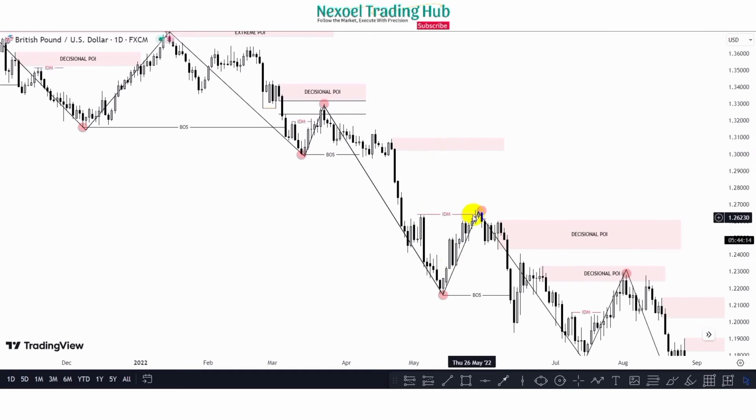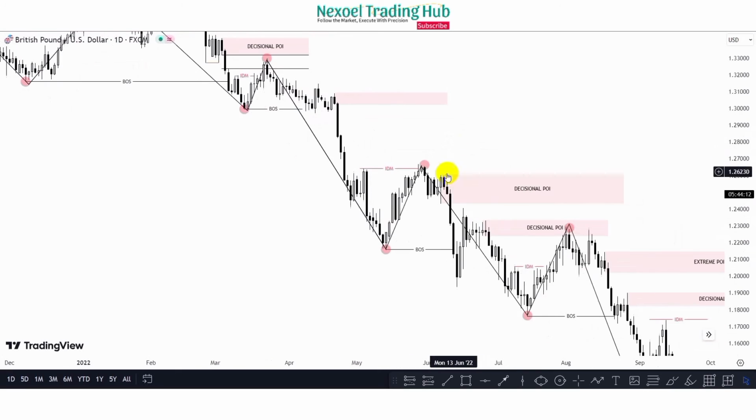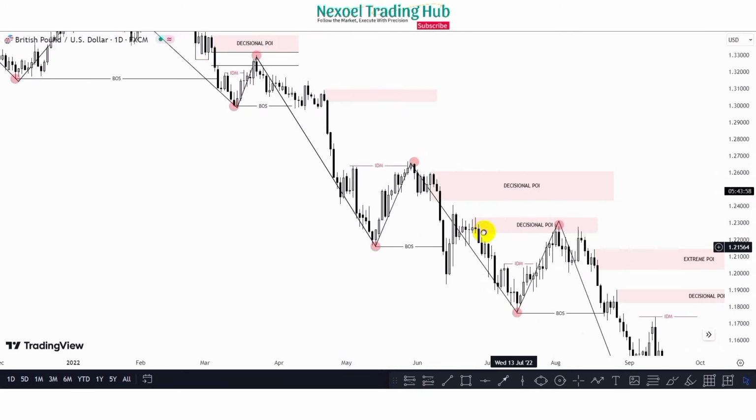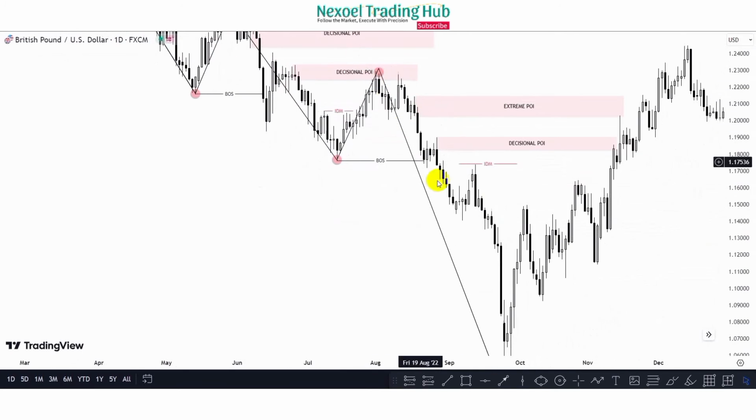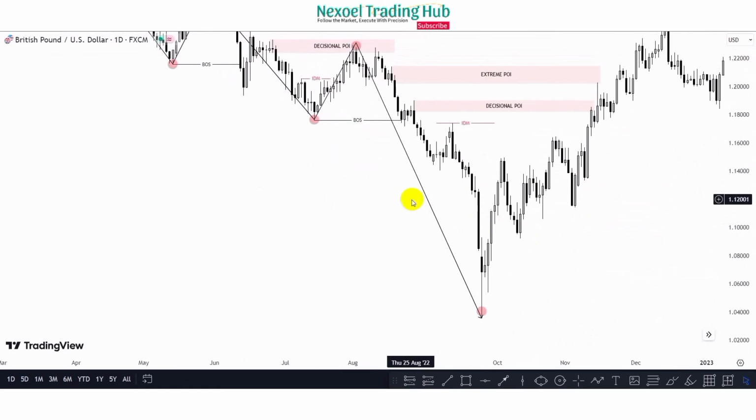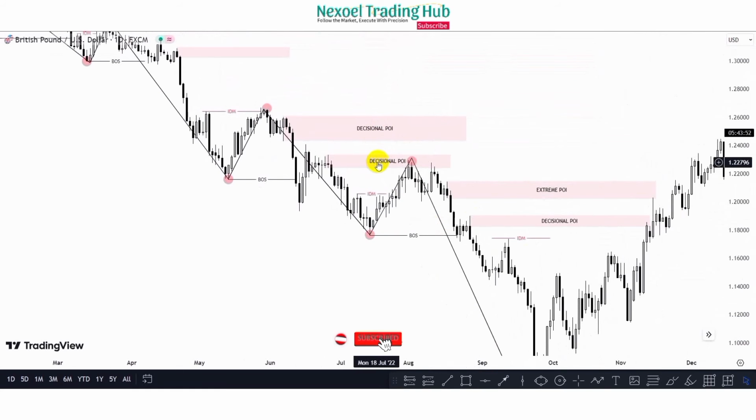But what we can see is just price took out the inducement, and then we have a fall of price to the downside. We have price took out this external range liquidity, and then we have the pullback. Price took out the inducement, mitigated the decisional point of interest, and then you can see price falls to the downside. So we have the decisional point of interest, we have our extreme point of interest.